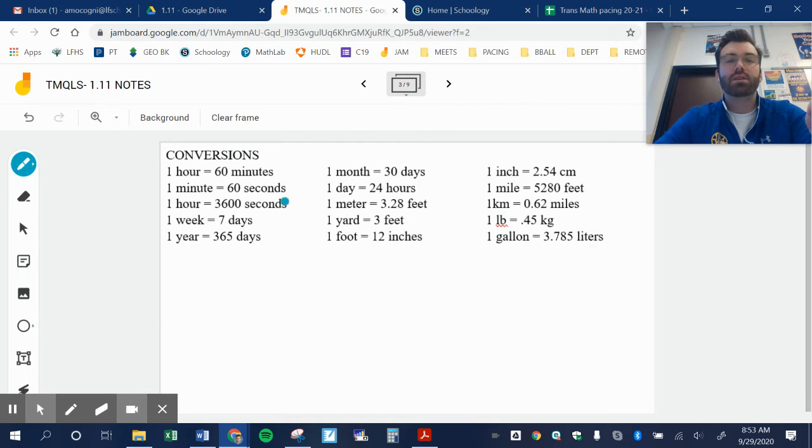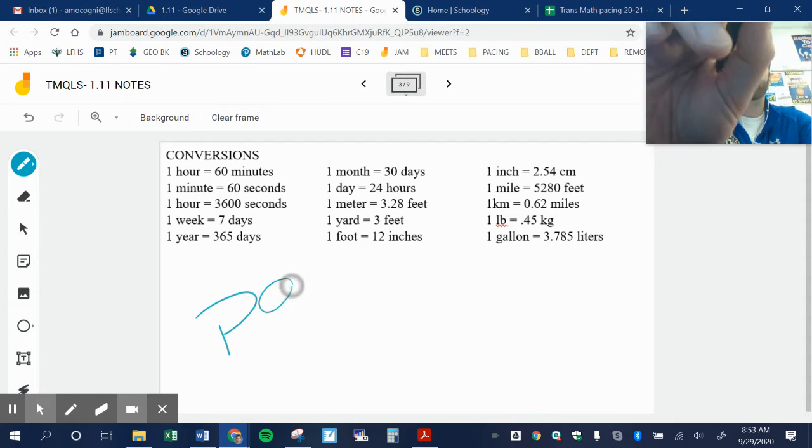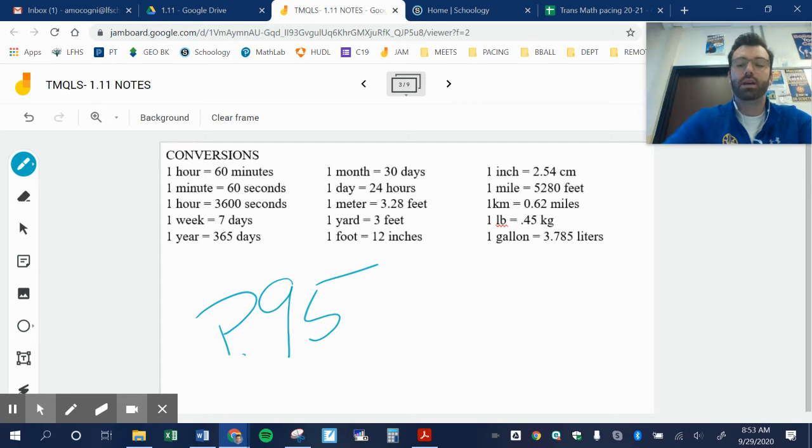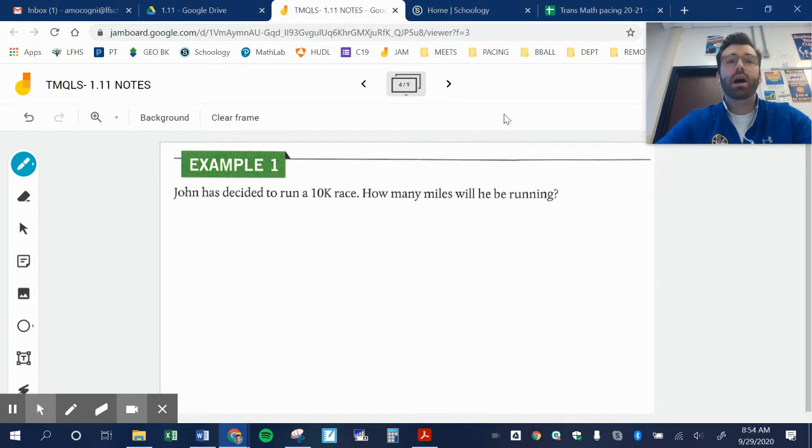Here are some conversions you're going to need. I also include this in today's folder. This can also be found on page 95 in your textbook. There's a big table up at the top. I just wrote them out for you and put them in a picture as well. We will never ask you to memorize all these. That would be unrealistic. So John has decided to run a 10K.